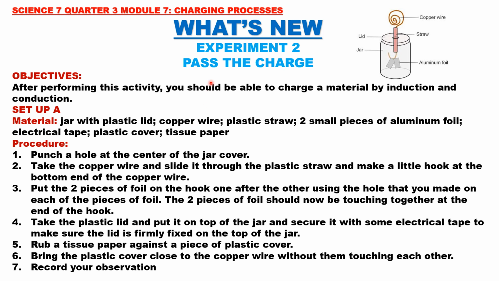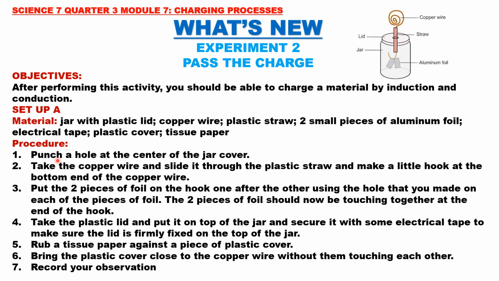Let us now proceed with experiment 2, pass the charge. Objectives. After performing this activity, you should be able to charge a material by induction and conduction. Setup A. The materials needed are jar with plastic lid, copper wire, plastic straw, 2 small pieces of aluminum foil, electrical tape, plastic cover, and tissue paper.